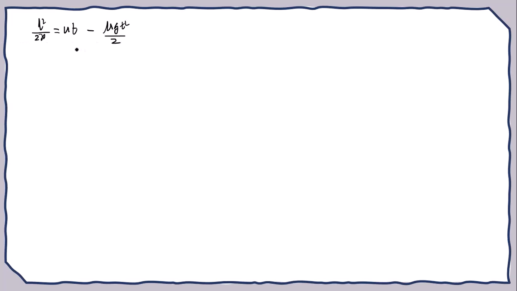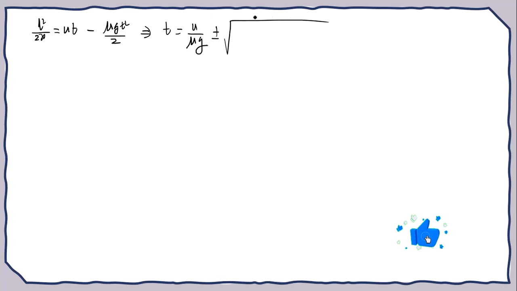So that gives a quadratic in t. Once I solve this, the quadratic expanded in the form of t should be equal to u by mu g, plus or minus the root of u square by mu square g square minus L square divided by mu g r square. That is the final expression of t that I am getting.